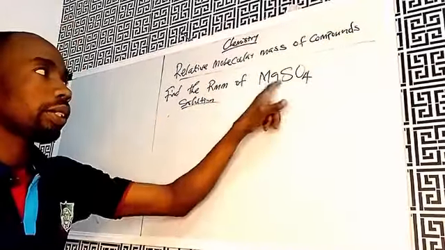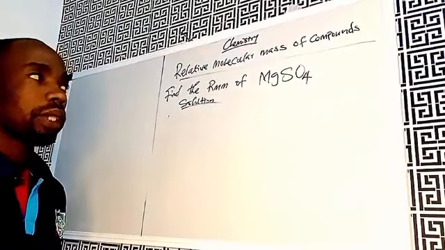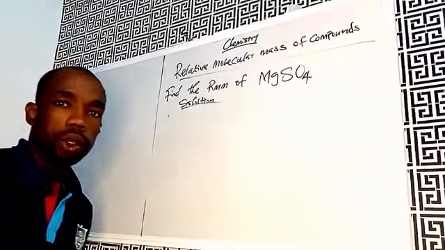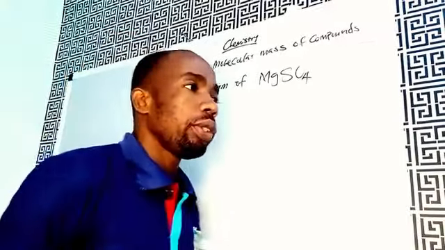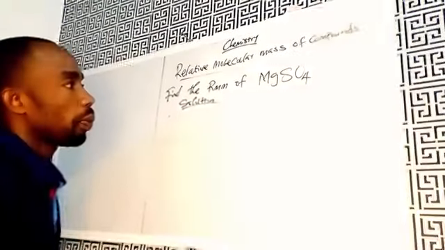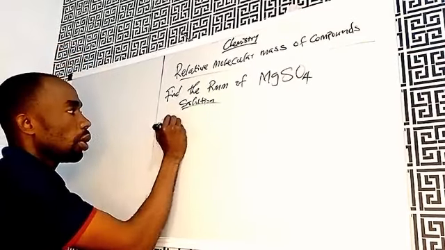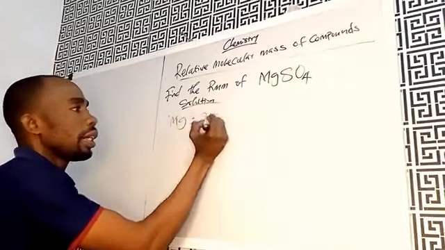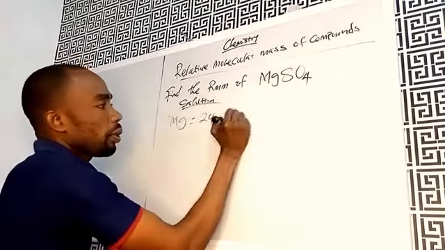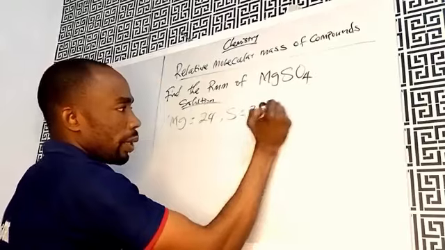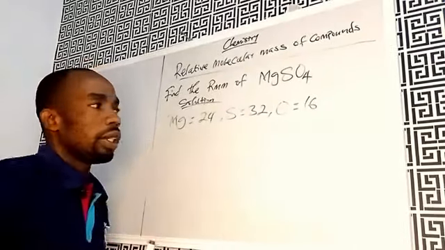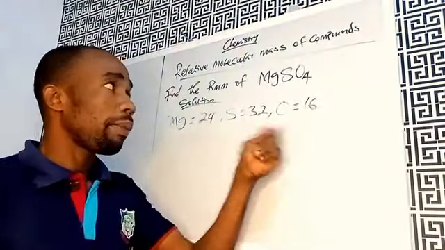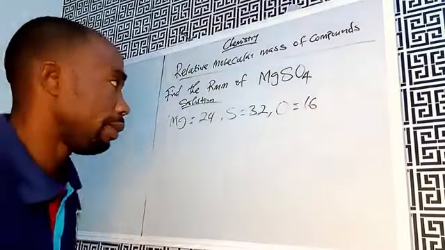Find the relative molecular mass of magnesium tetraoxosulfate 6, MgSO4. Magnesium tetraoxosulfate 6. I believe you know the name. Okay. So now to find this, what we know is that magnesium, the relative atomic mass is 24. So we now have sulfur. Sulfur is 32. Then we now have oxygen is 16. Okay. So we do it the way we did the first one, right? So we are going to sum them up and we get the RMM.